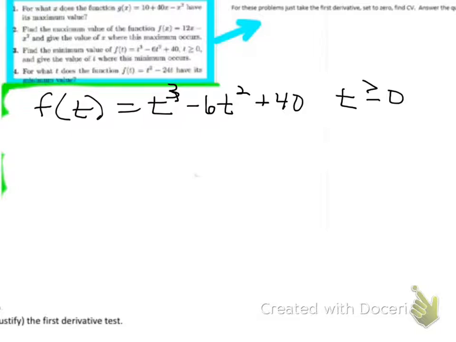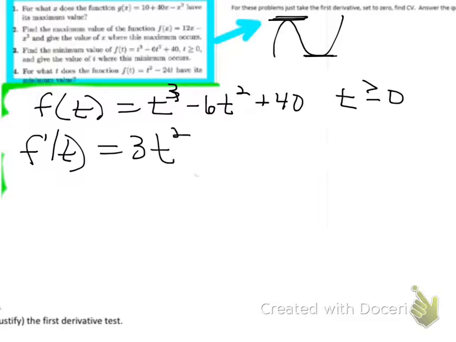All right, is my procedure any different? This is a cubic function, so there's a good chance I'm going to have a minimum and a maximum. If I have a minimum and a maximum, both locations can be ascertained by taking my first derivative and setting it equal to 0 and seeing where these features occur. So let's go ahead and do that. f prime of t equals 3t squared minus 12t.